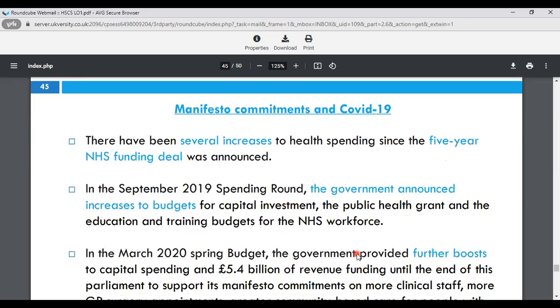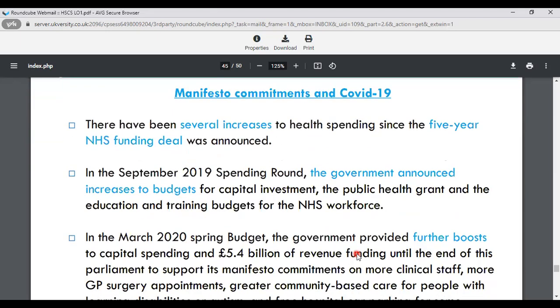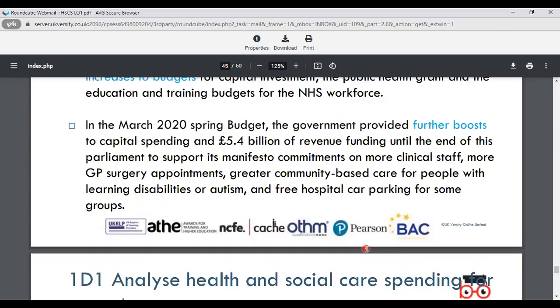So then there were manifesto commitments and COVID-19. There have been several increases to public spending since the 5-year NHS funding deal was announced. In the September 2019 spending round, the government announced increases to budgets for capital investment, the public health grant, and the education and training budgets for the NHS workforce. So all of this is being shared with you because this is how you will have to work on your assignment when you're working on your country of choice.